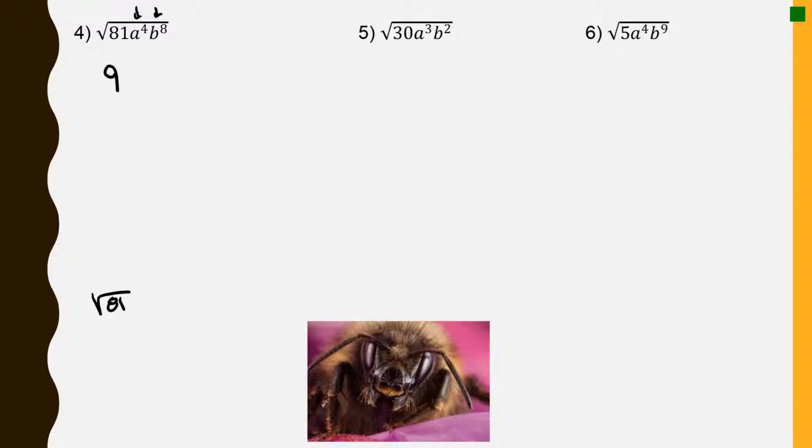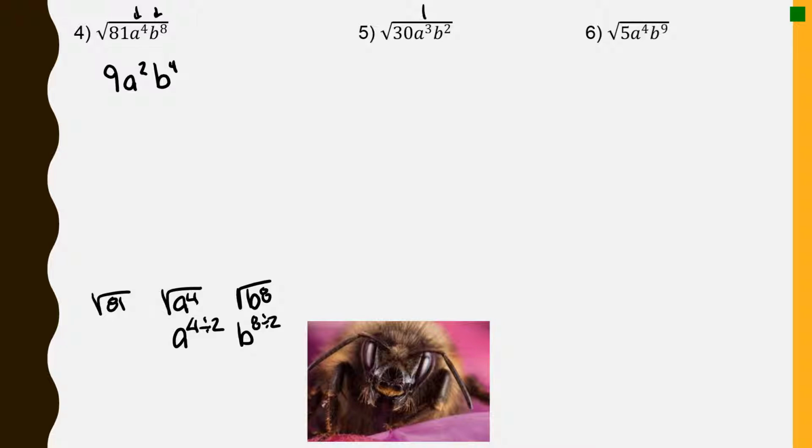It is 9. What about the square root of a to the 4th? Remember, you just take 4 divided by 2. That brings out a perfect a squared. For the square root of b to the 8th, you take 8 divided by 2, and that brings out b to the 4th. There's nothing left inside. That is a perfect number.